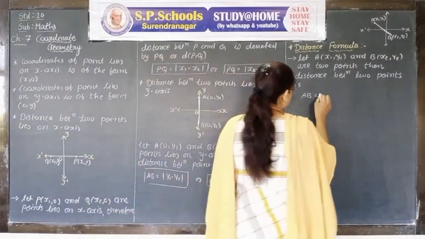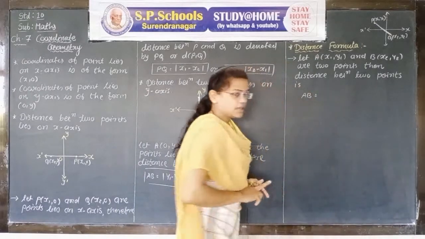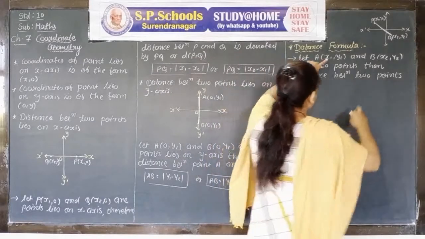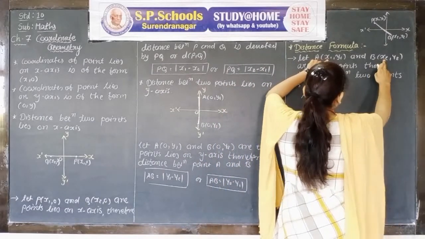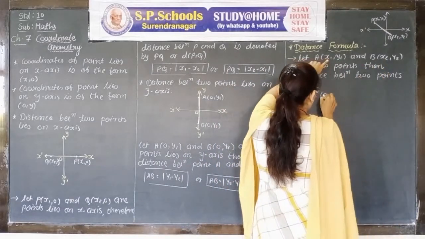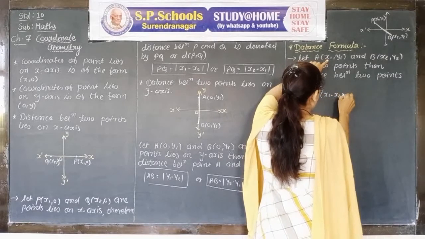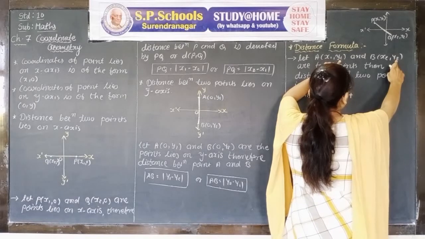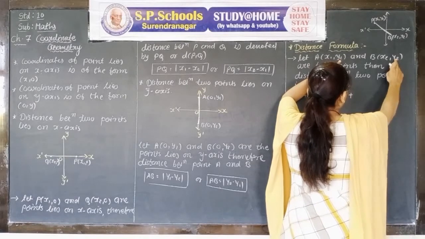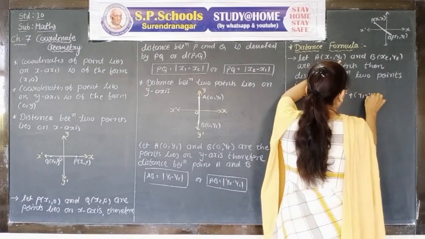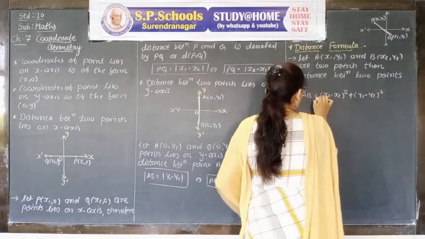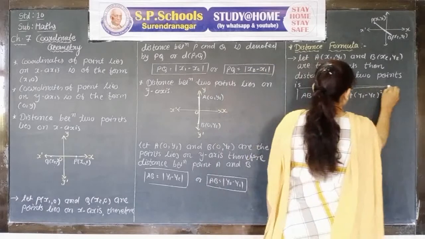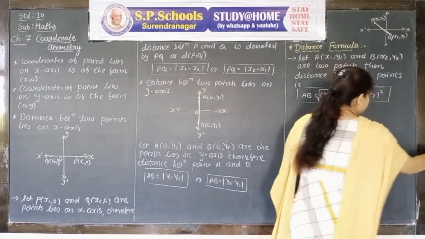Now how to find the distance? First of all, AB is the distance between 2 points, not AB square. Take the square of the difference of their x coordinates, (x1 minus x2) whole square, compulsory, plus the square of the difference of their y coordinates, (y1 minus y2) whole square, and take the square root of it. It is called the distance formula.